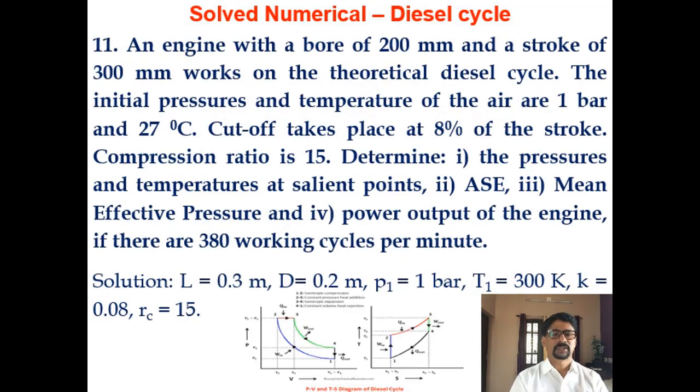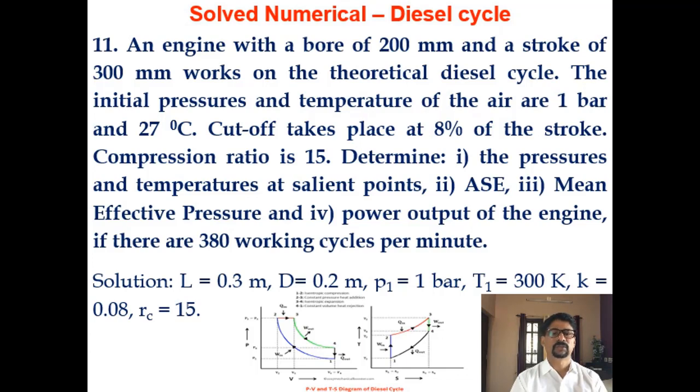Now let us solve the next question. An engine with a bore of 200 mm and a stroke of 300 mm works on the theoretical diesel cycle. The initial pressure and temperature of the air are 1 bar and 27 degrees Celsius respectively. Cutoff takes place at 8% of the stroke. Compression ratio is 15. Determine the pressures and temperatures at salient points, air standard efficiency, mean effective pressure, and the power output of the engine if there are 380 working cycles per minute.